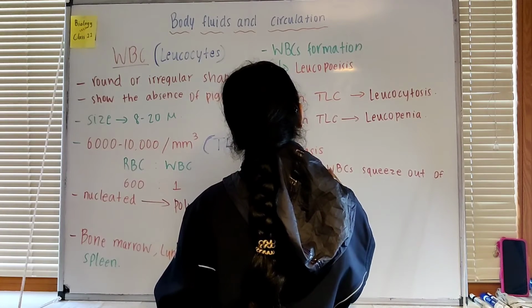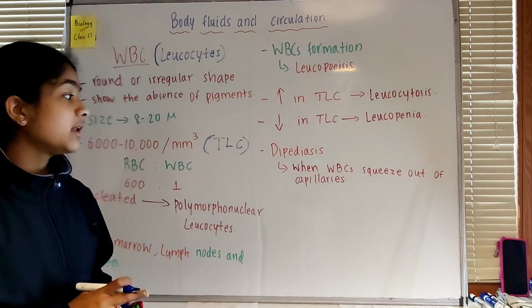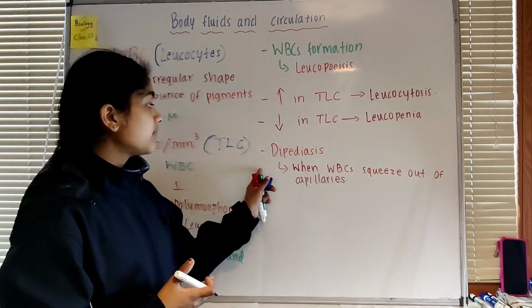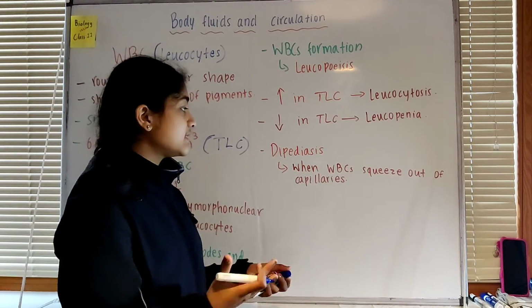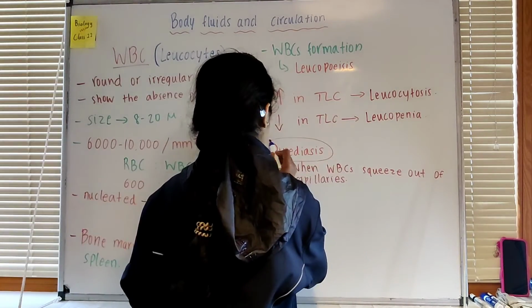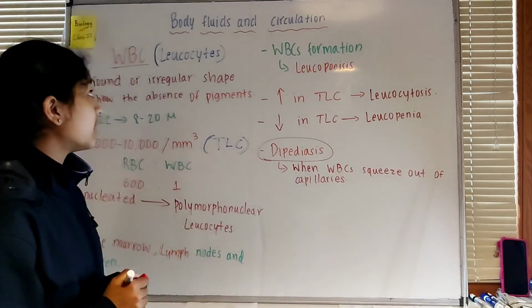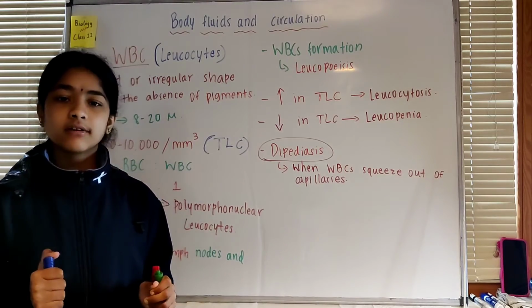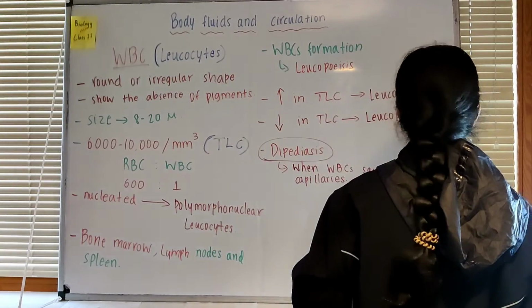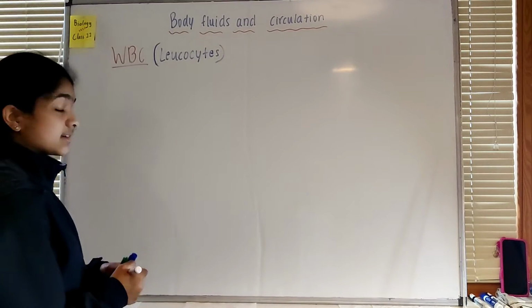We know that the function of WBCs is the making of antibodies. So they provide a defense mechanism for the body. That's why, to fight the infections and the diseases, they sometimes squeeze out of the capillaries, and this is known as diapedesis. This is also a very important term. So this is one special property which is shown by the WBCs. Now we will take a look at the types of these WBCs.